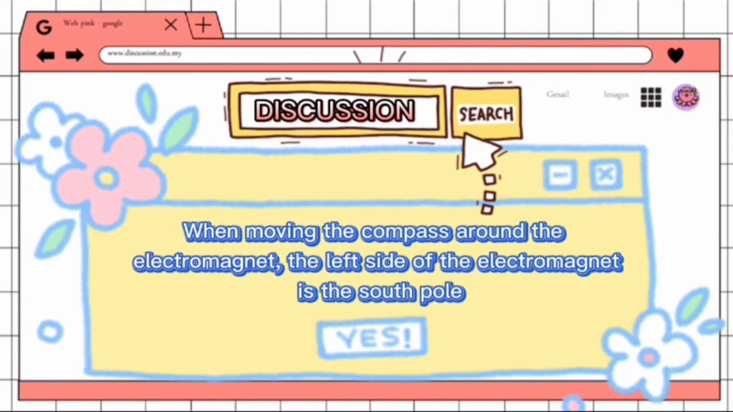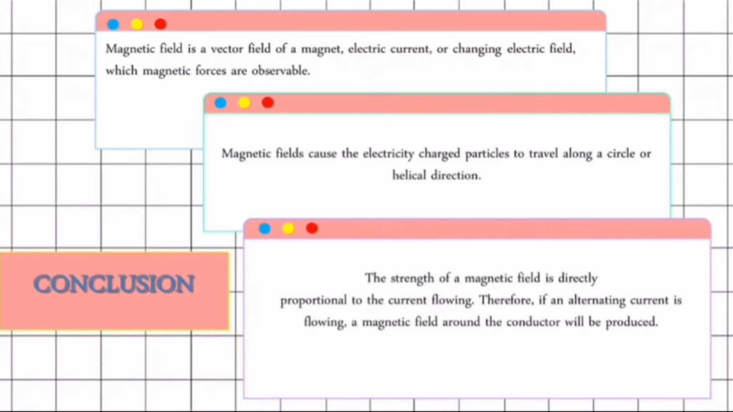Last but not least, as we conduct the electromagnet experiment, when moving the compass, we get that the left side of the electromagnet is the south pole. It is because the north pole of the compass magnet is the north seeking end. So when it is moved to the left side of the electromagnet, the north pole of the magnet is pointed the opposite way.